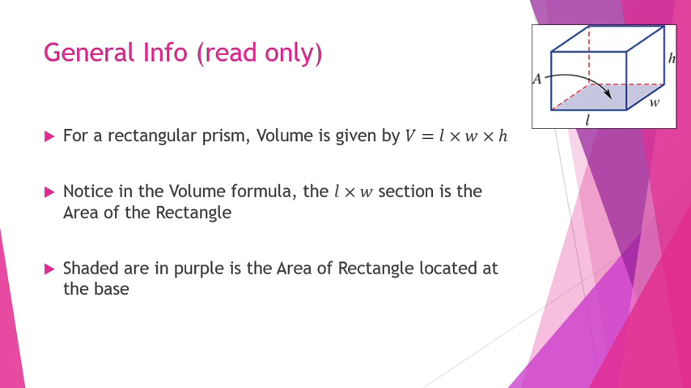So typically for a rectangular prism, the volume is given by length times width times height, okay? So you've got these three measurements here: the length, the width, and the height. Now, if you notice in this formula, you have this length times width section here, and you know that is the formula for the area of a rectangle, okay? And this purple area here in the diagram is the shaded area for the area of a rectangle.